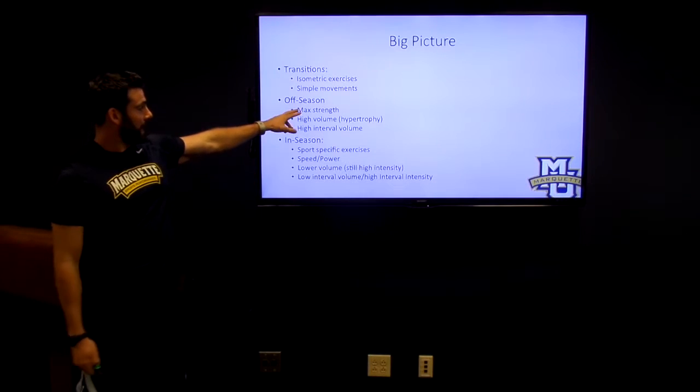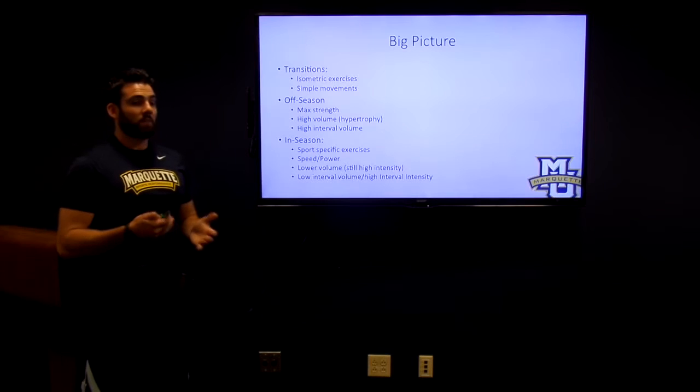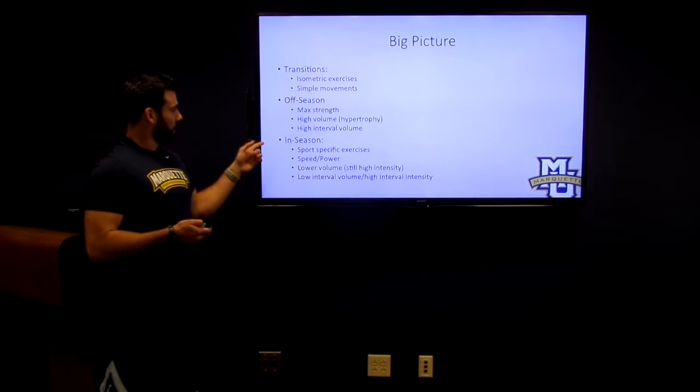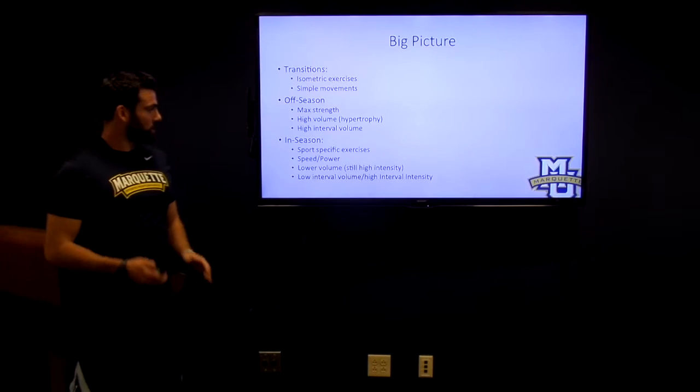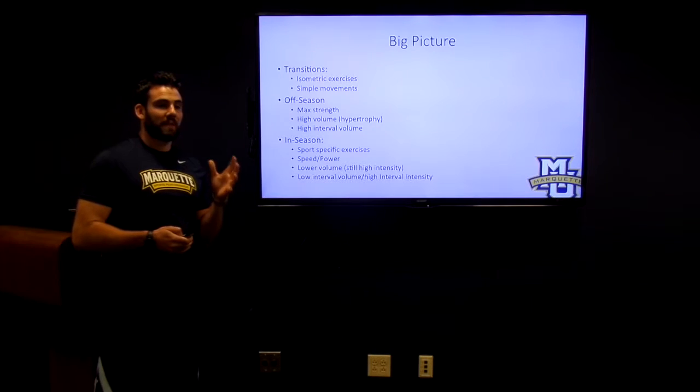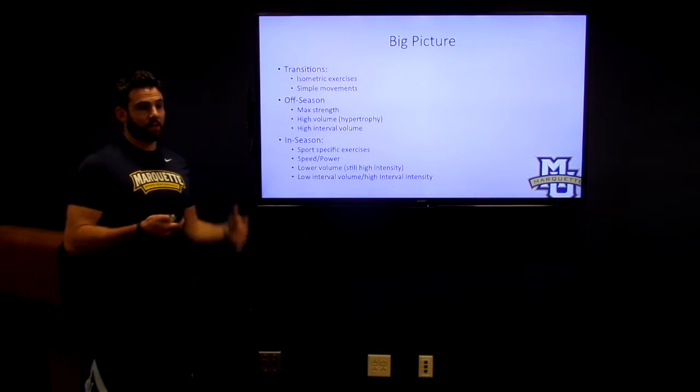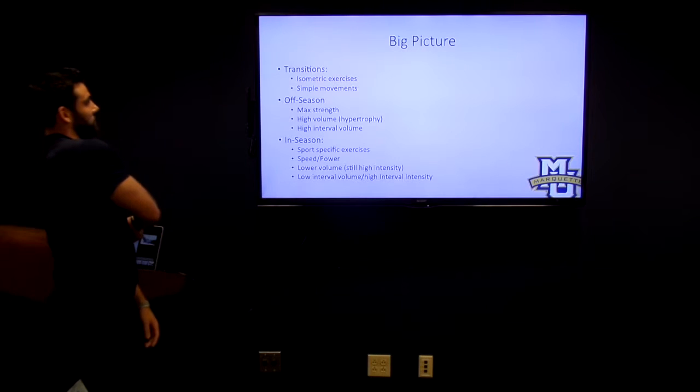Off season, focus on max strength, a lot of volume, a lot of hypertrophy. In comparison, in the in season, we did more sport-specific exercises, focused a lot on speed and power instead of max strength, and decreased the volume, but kept the intensity high.